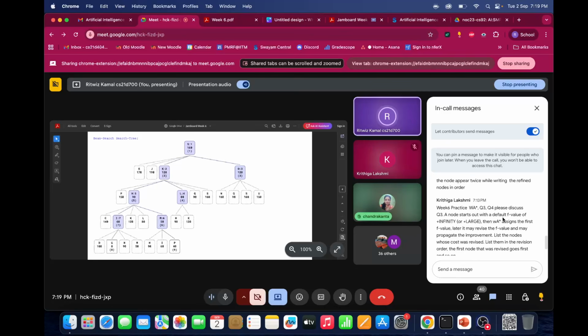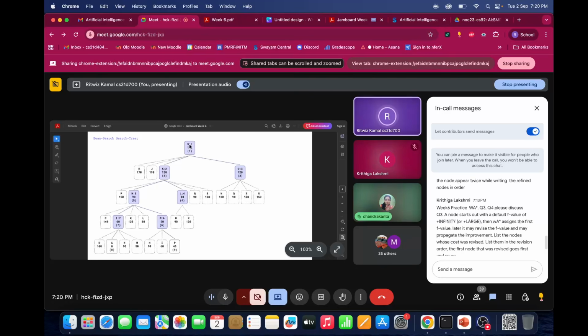Okay, no worries. So what we are doing is we are given a graph, and we are given a start node. We are trying to reach the goal node via different search strategies. One of the search strategies that we are discussing currently is beam search, right?